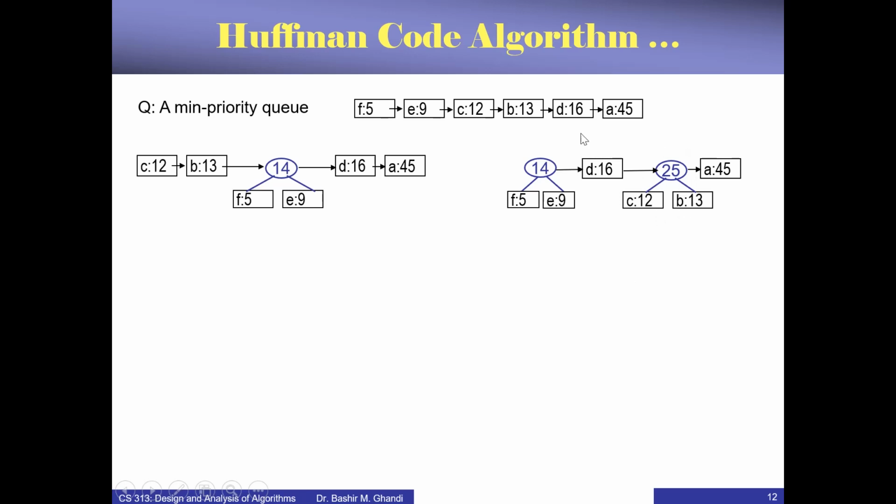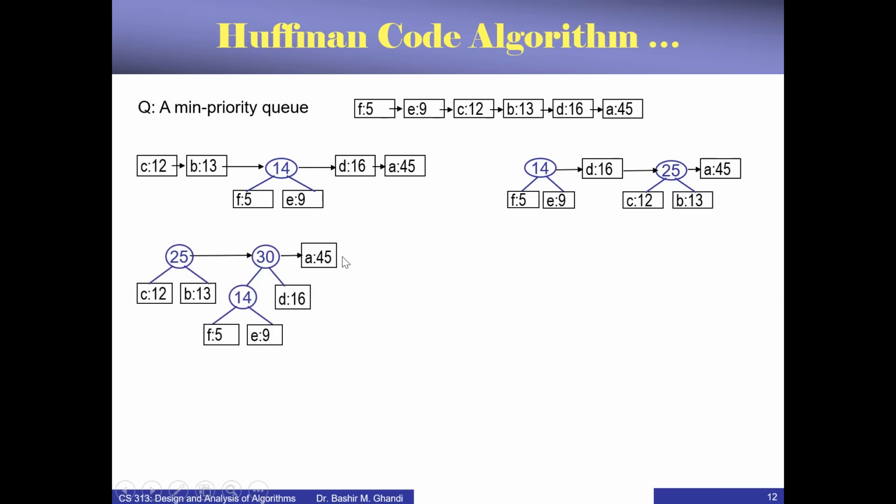Repeat the process. Dequeue the next two. If you add them up, you're going to have 30. 14 plus 16 is 30. So 30 is still less than 45. So it's going to appear between 25 and 45.